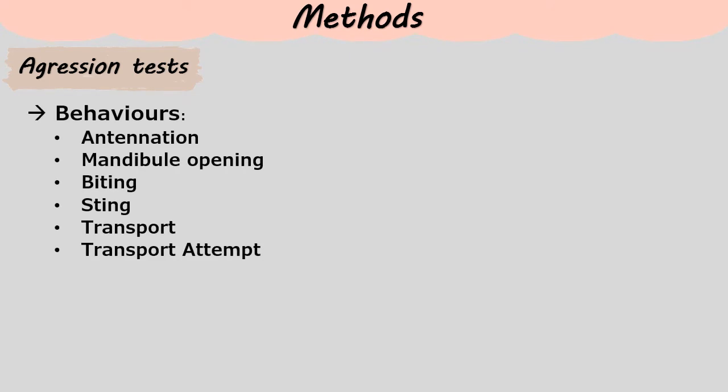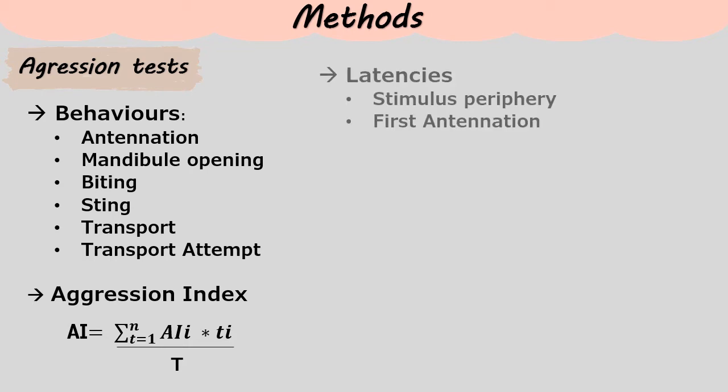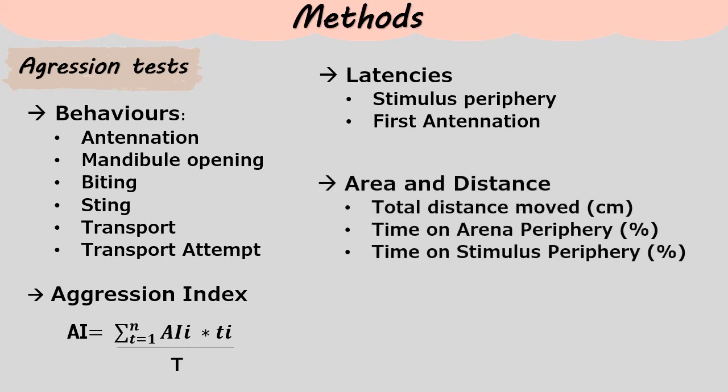After data collection, videos were analyzed in BORIS software, and aggressive behaviors were categorized for duration and frequency and coded for their aggression scale. And after that, an aggression index was calculated for each repetition for each individual. We also calculated the latency to first antennation and to enter the stimulus periphery. And with the AnimalVision software, we calculated the time spent in different arena zones and the distance moved.